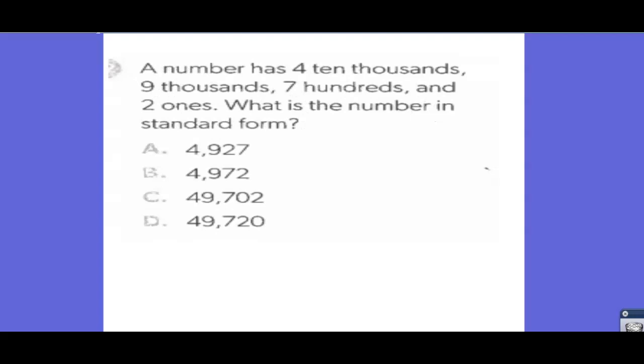Here's the next question. A number has 4 10,000s, 9 1,000s, 7 100s, and 2 1s. What is the number in standard form? Pause while you do this.